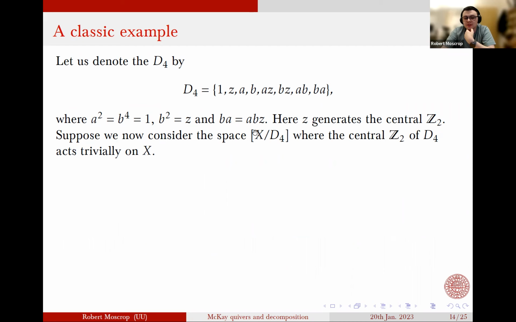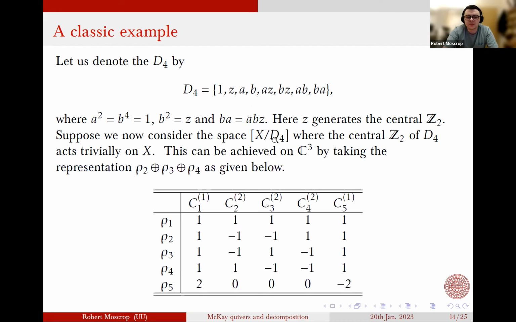Now, if I want to consider this space, X modulo D4 for some manifold X, then I have to specify some kind of representation of D4 on it, or some action. And I'm going to say, well, let's just say that here, the Z acts trivially. So now this is going to be an unfaithful action, and I'm going to get some kind of quotient stack here instead. So again, you could say, what X could I take here? This can be easily achieved on C3, for example. So if I look at the character table of D4 down here, if I take row 2, row 3, and row 4, and I add them together, then this last column corresponds to the center, the Z, basically.